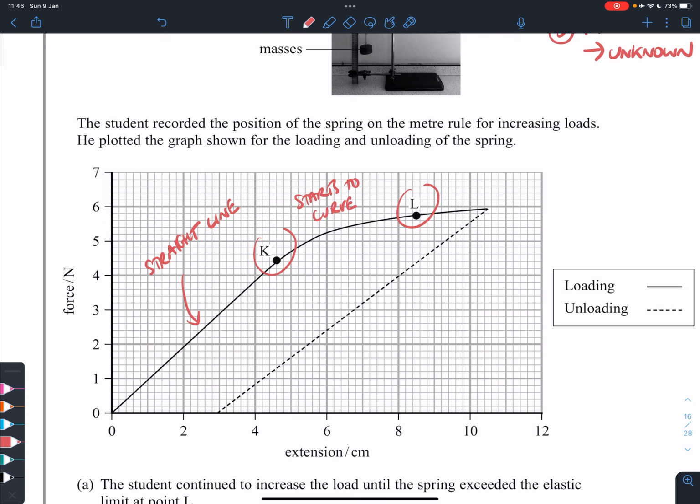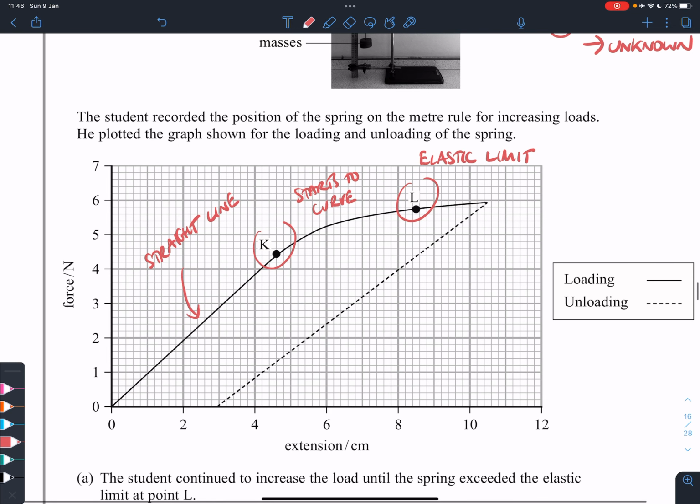We don't know exactly where this point L will be, which is why they told us this is the elastic limit. That means if you increase it in extension beyond that point, it will no longer return to its original length. So that means when you take off the force, there will be an extension. So it will actually have moved as a result of this loading, this particular experiment. It will have increased its natural length by 3 centimeters.